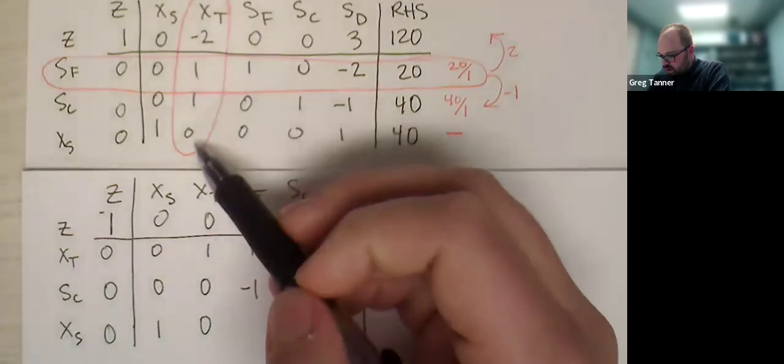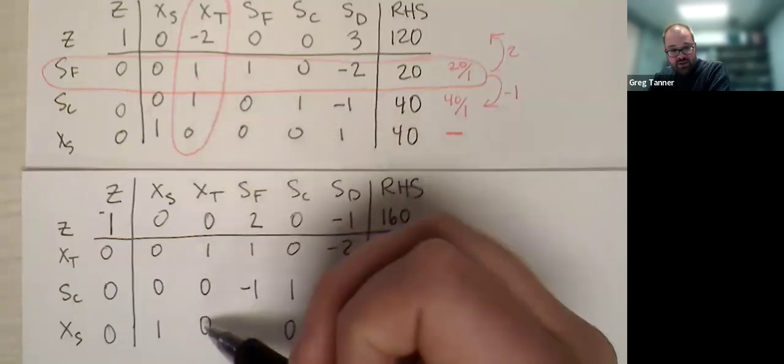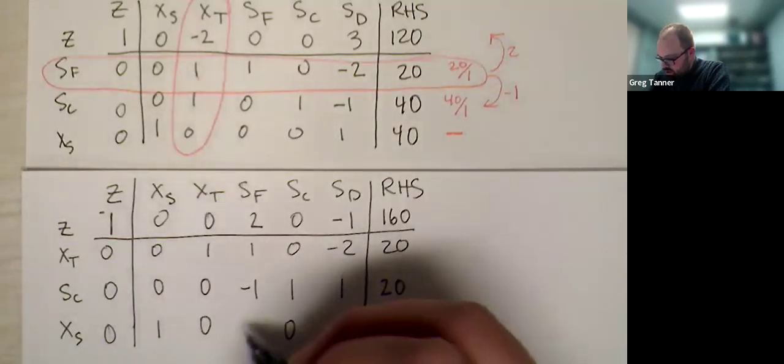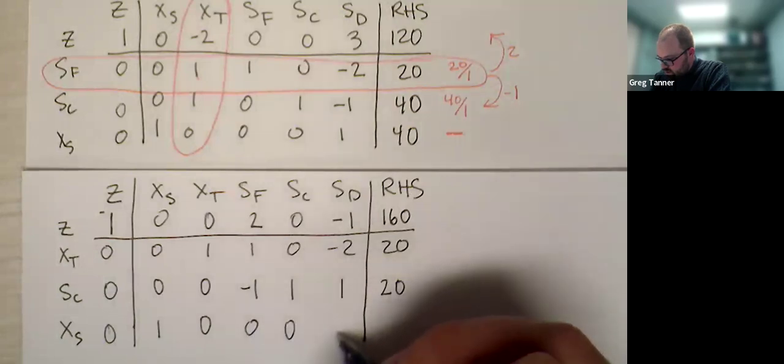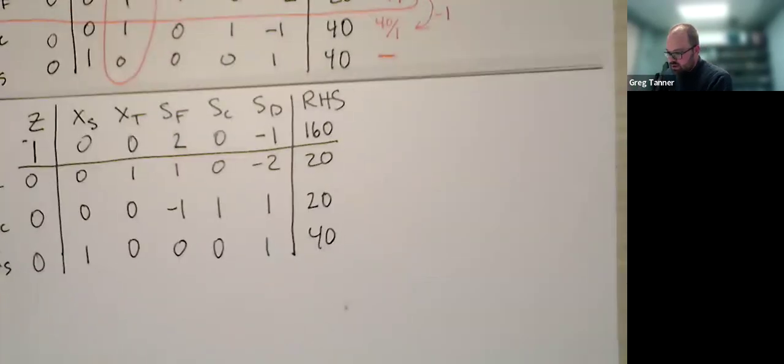Okay, looking at my last row, I want a 0 here. I've got a 0 there, so I can leave this last row alone. Nothing changes in this last row. 0, 1, 40. Okay, the last row didn't change.